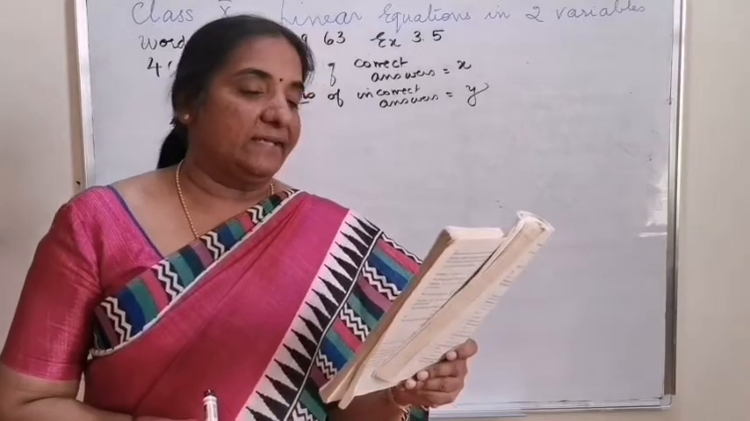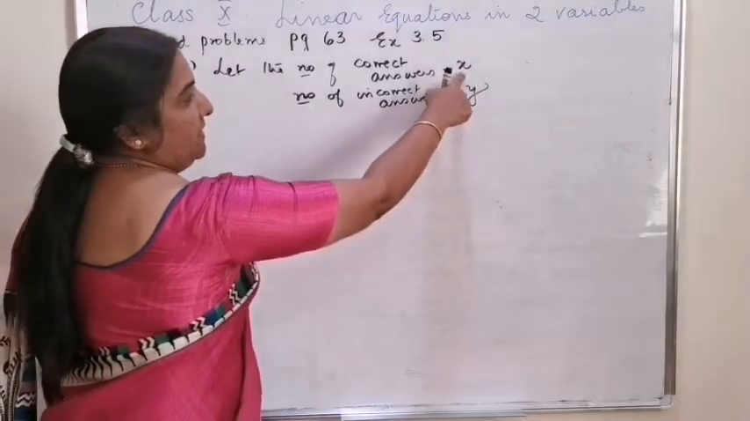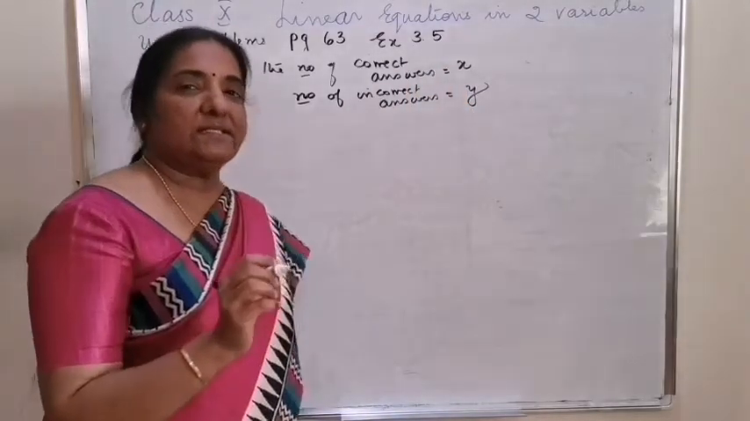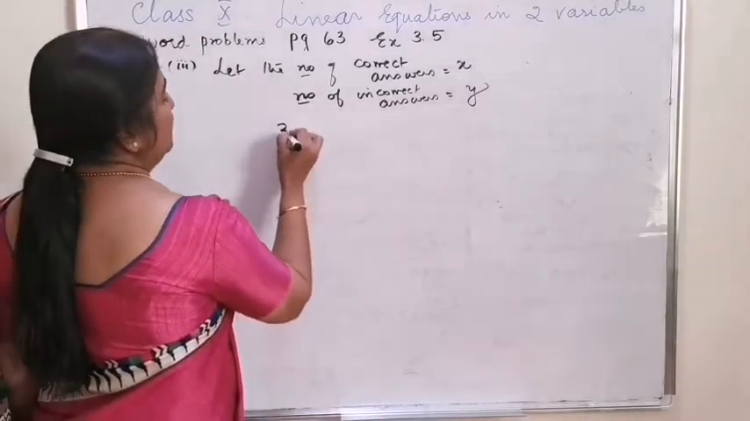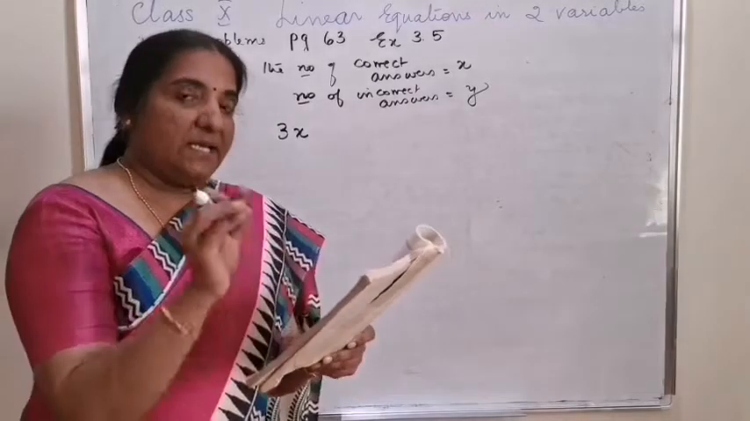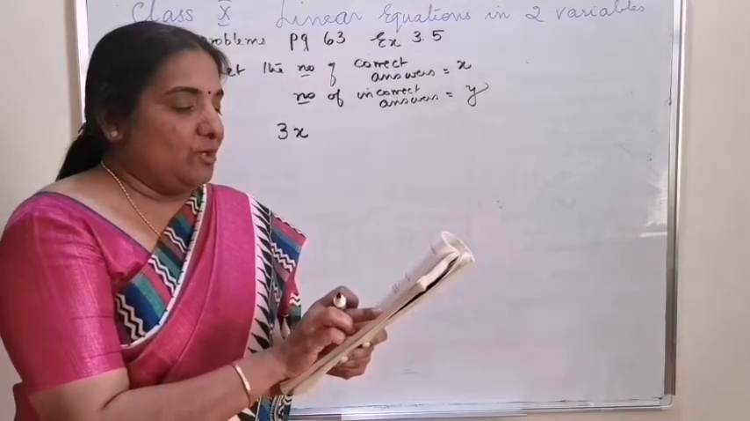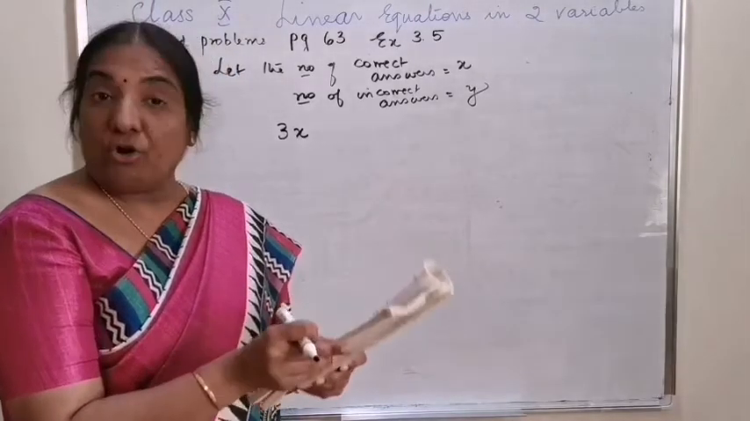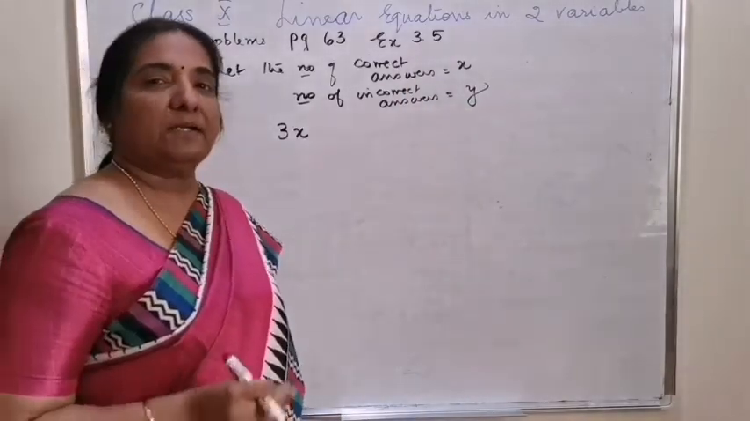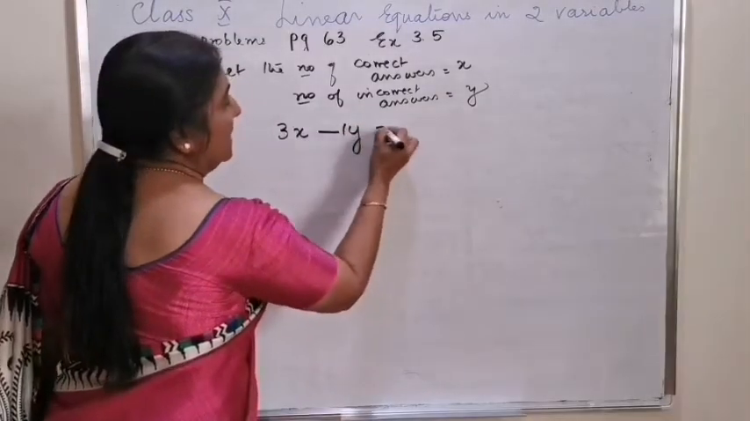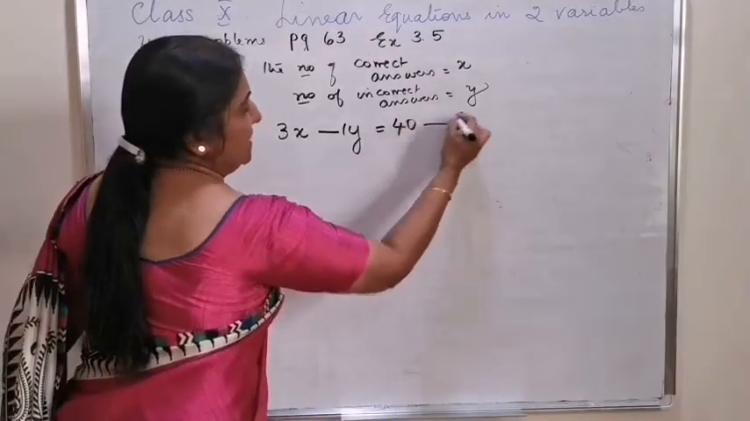Yash's statement is, Yash scored 40 marks. How did he get that? Getting 3 marks for each correct answer. If there are x correct answers and each answer is given 3 marks, what will be the total marks he must have got? He must have got 3x marks for the correct answers, and losing 1 mark for each wrong answer. The number of wrong answers is y and he is losing 1 mark each. That means losing y marks and the score has come to 40. That is the first equation.